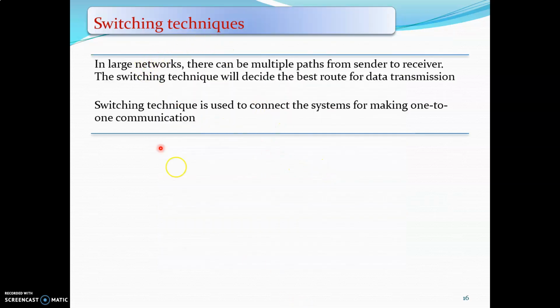Here we consider the switching techniques. In large networks, there can be multiple paths from sender to receiver. The switching technique will decide the best route for data transmission. Switching techniques are used to connect the systems for making one-to-one communication.